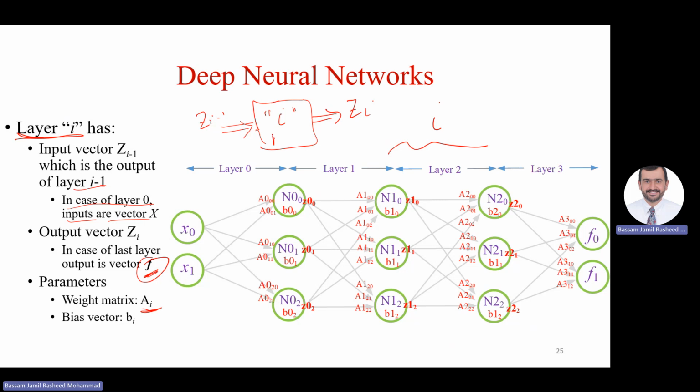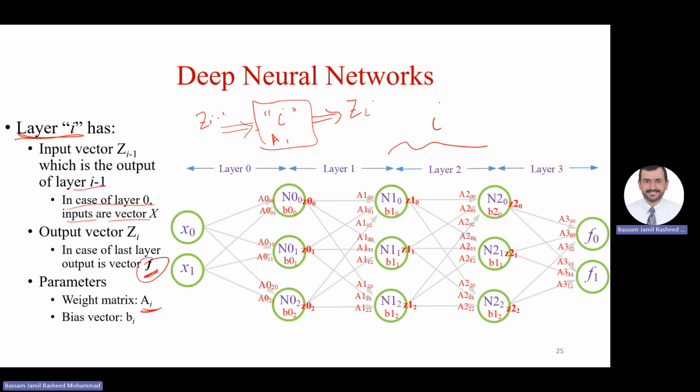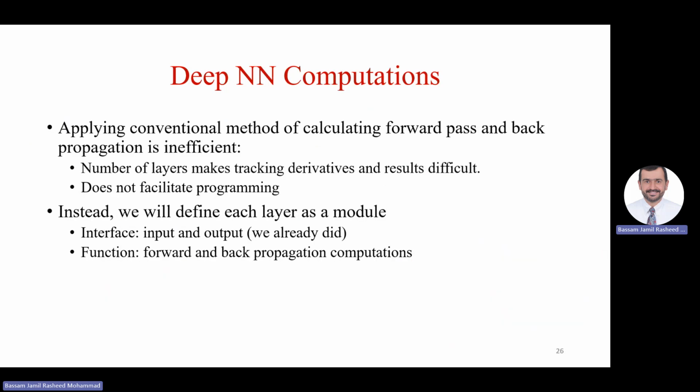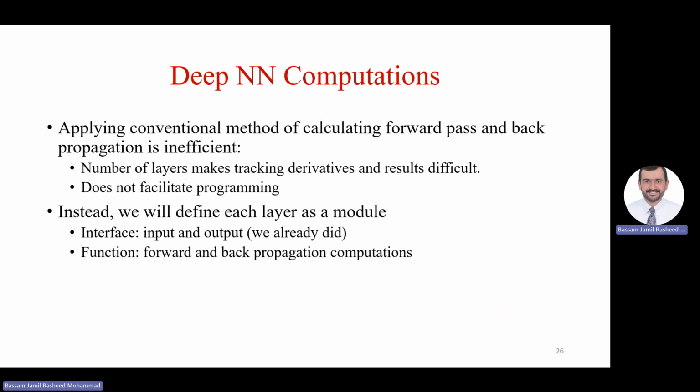We have parameters, matrix A and bias B. Okay, this matrix A and vector B. All right, so this is the assumption here. Now, applying the conventional method, of course, it will be just messy. I think you are sold by now. So let's talk about how we can express those forward and back propagation using these equations.